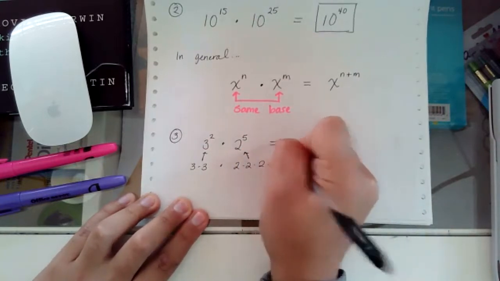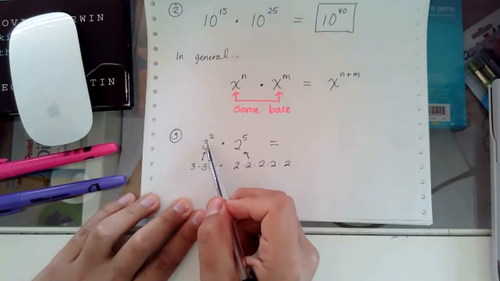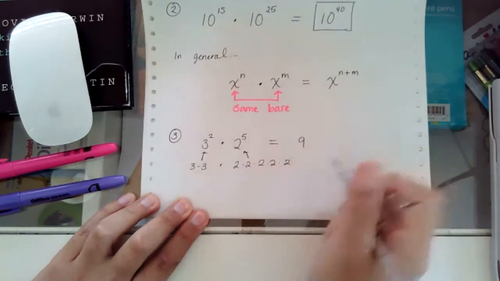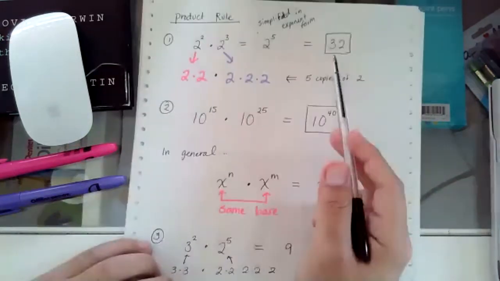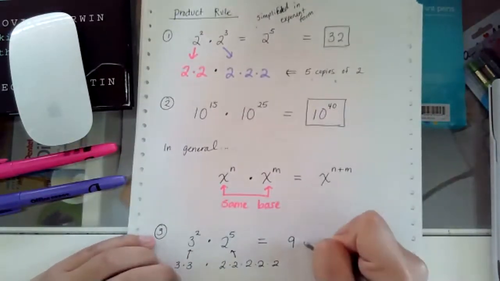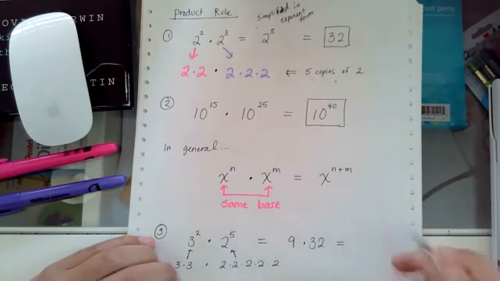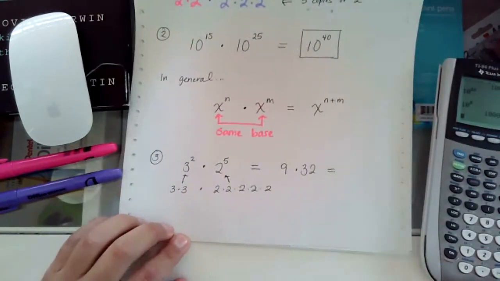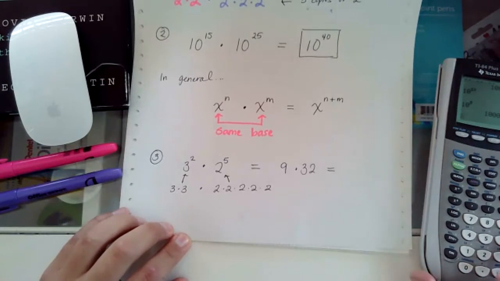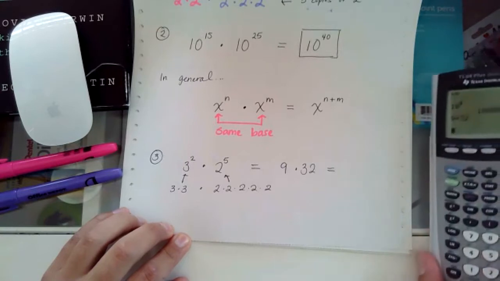What I can do is just go ahead and simplify them and say 3 times 3 is 9. 2 to the 5th power, as we found out, is 32. So I'm just going to have to multiply these together. I can't simplify it into a single exponent expression because I don't have the same base. And that'll be 288.